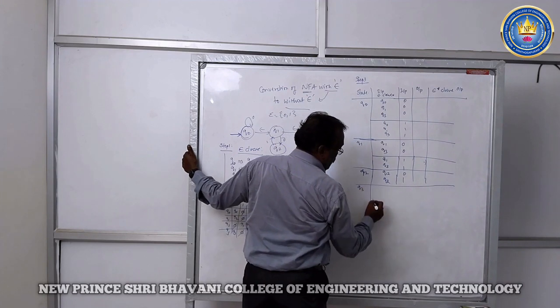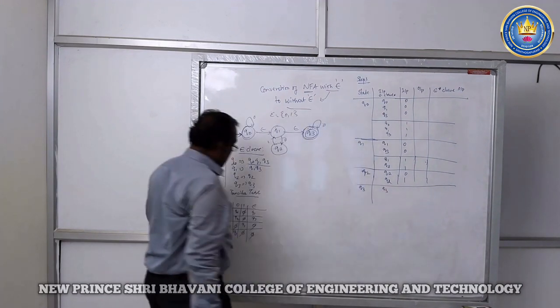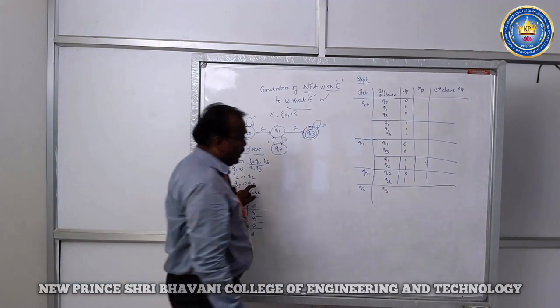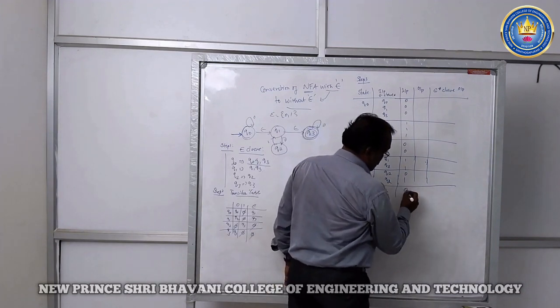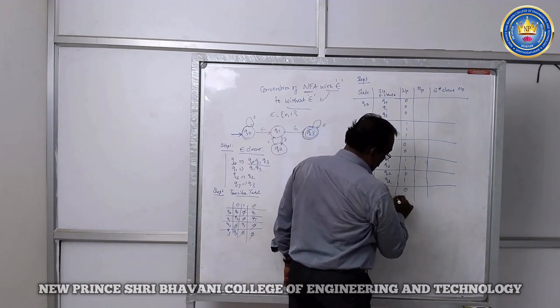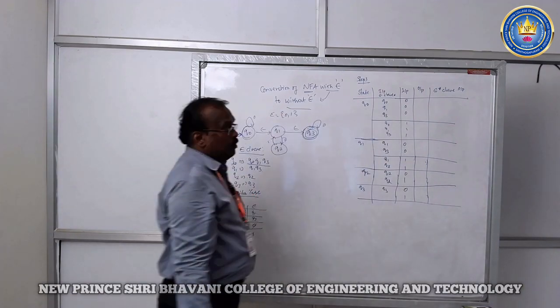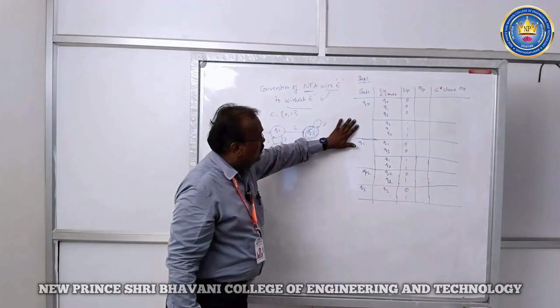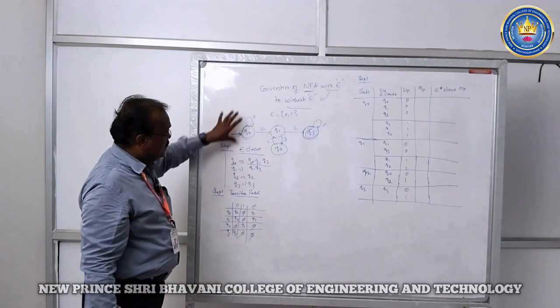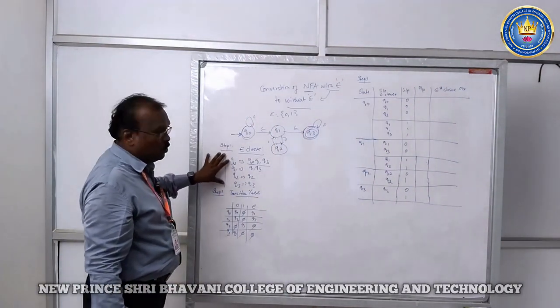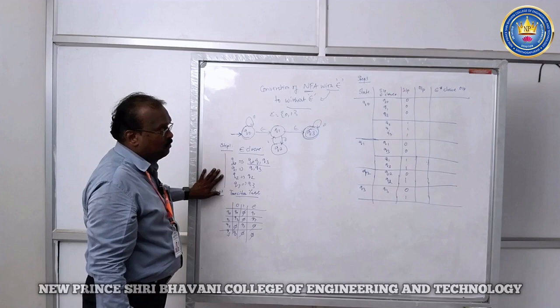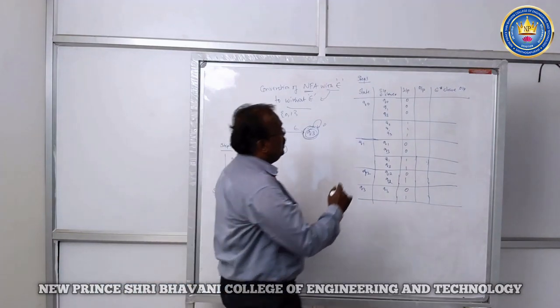So next Q3. Q3 epsilon path is Q3, only self transition. So I am applying zeros and ones, the 2 symbols. So this is the table now. This table we have created already with respect to this transition table and transition diagram and epsilon closure. So now we have to check the output.